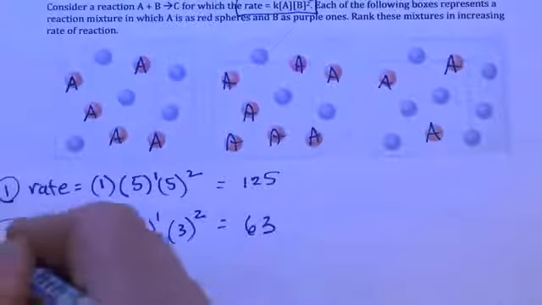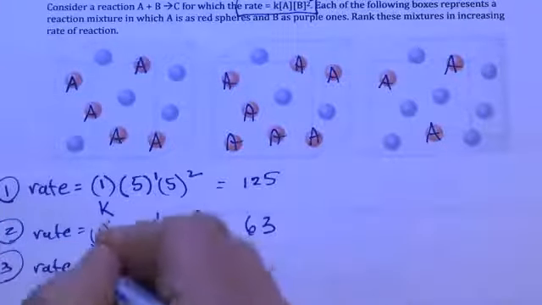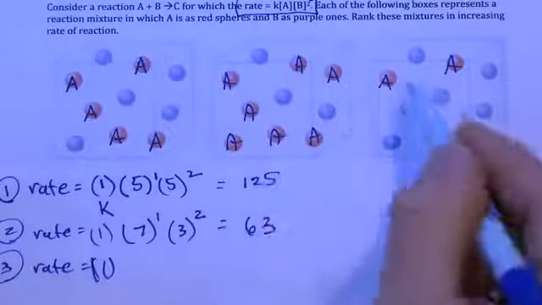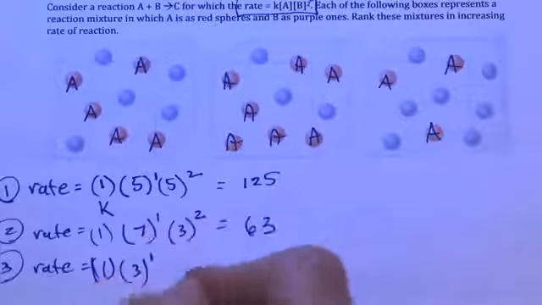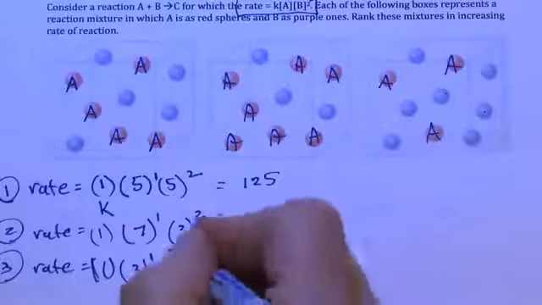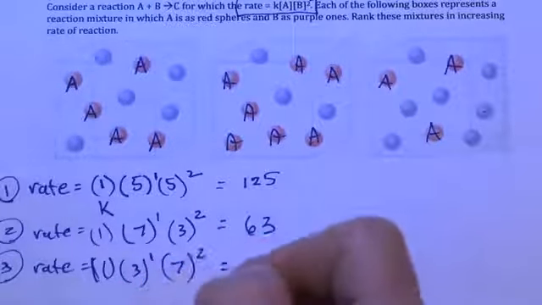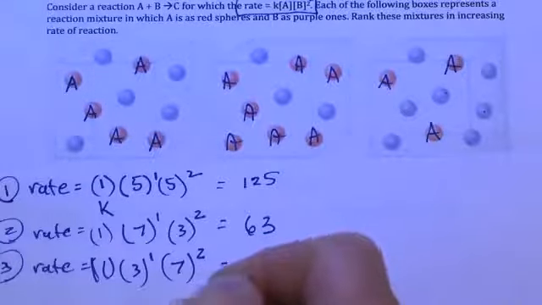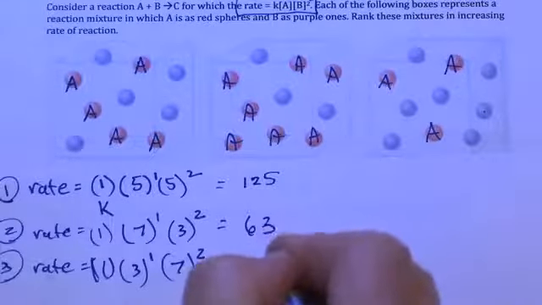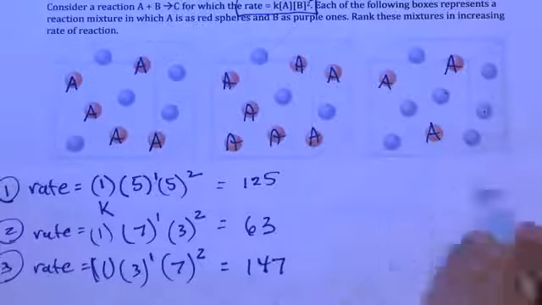For box number 3, if we wanted to find out the rate, put in K, I'll call it 1, and we have 1, 2, 3 of the A's to the first power, and we have 1, 2, 3, 4, 5, 6, 7 of the B's, which we have to raise to the second power. 7 times 7 is 49. Times 3 is about 147 times K, which I called 1.